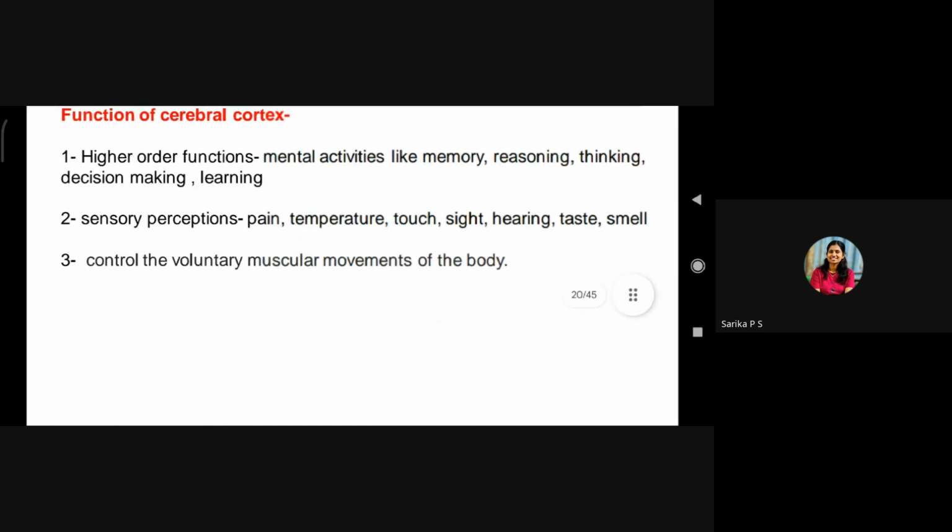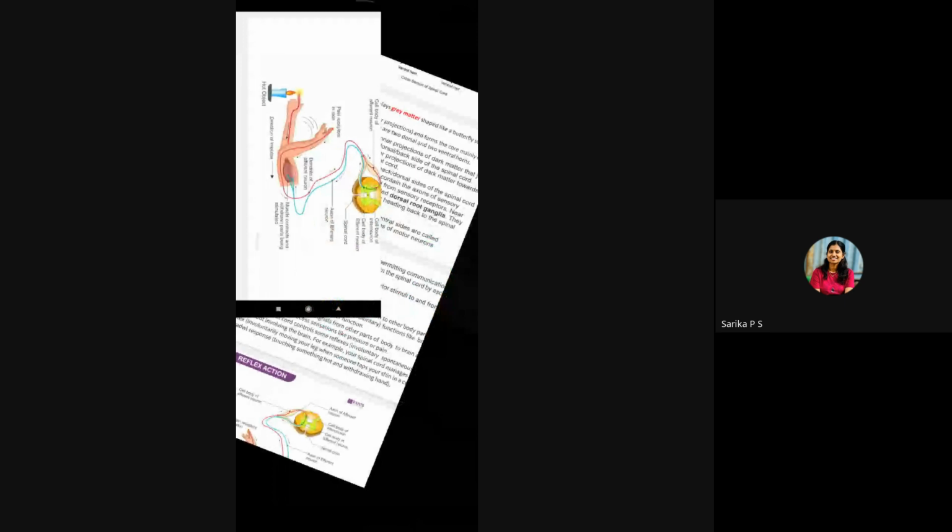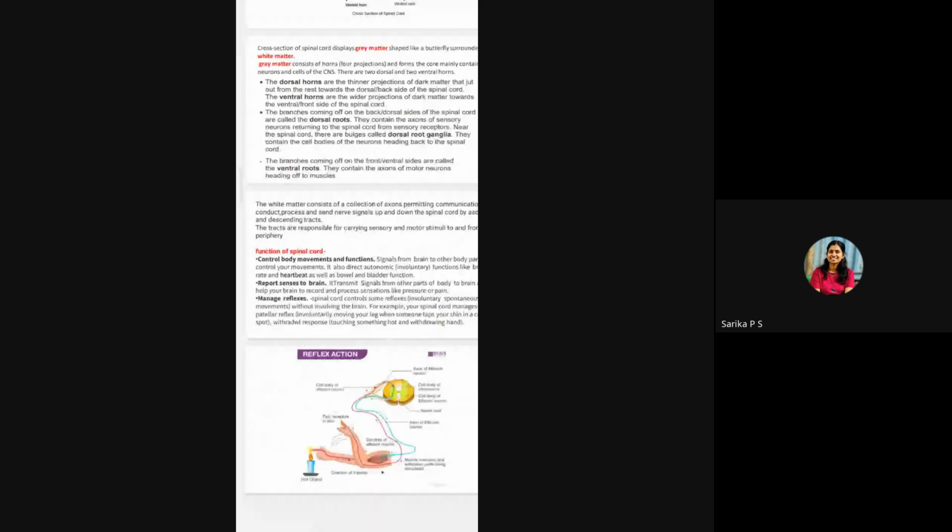You got the concept? Yes, ma'am. So here we complete this slide. Not only here, the nervous system is not completed, we will continue nervous system from tomorrow also. So any doubt, any question, any confusion?